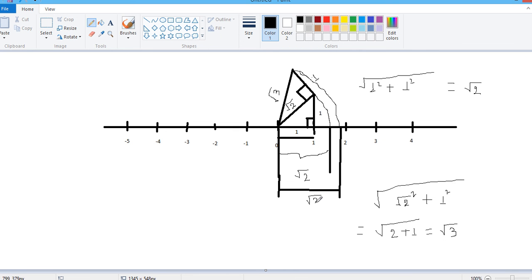So thus you can work out how root 5 will be. You can try at home as well. What will be root 5 or root 6 or root 7 or root 8, whatever it is. You can try all of these things at your home and you can get back to me.